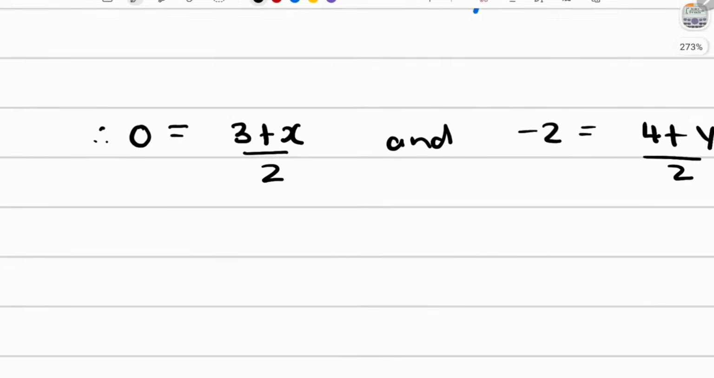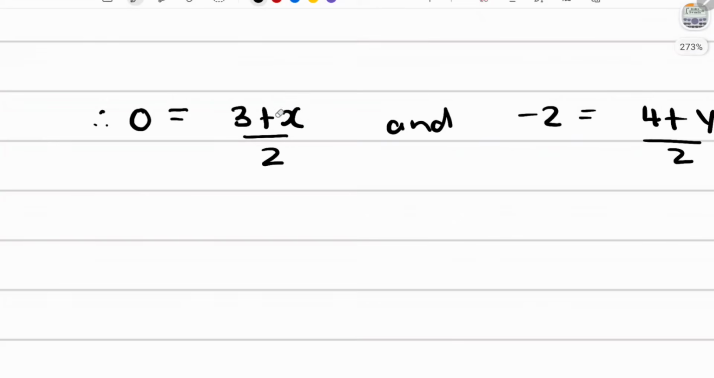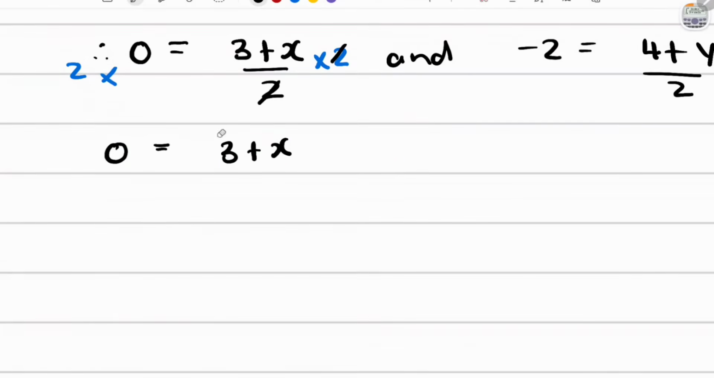Okay, so now that we have this, we just have to solve for x. So to solve for the x, you need to get rid of the 2 on the denominator. So we're going to multiply both sides by 2 to do that. And then 0 times 2 is still 0, which is equal to, that cancels and we have 3 plus x. Then to solve for x, take 3 over and you have that x is equal to -3.